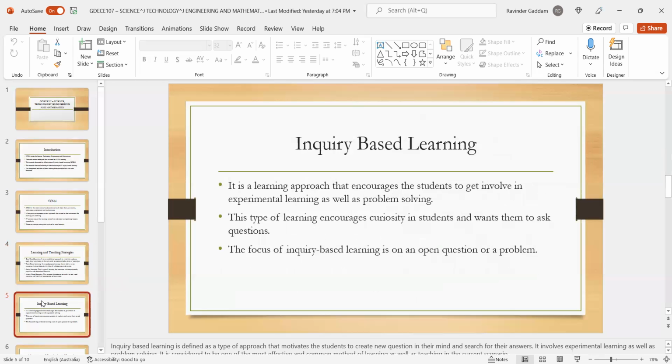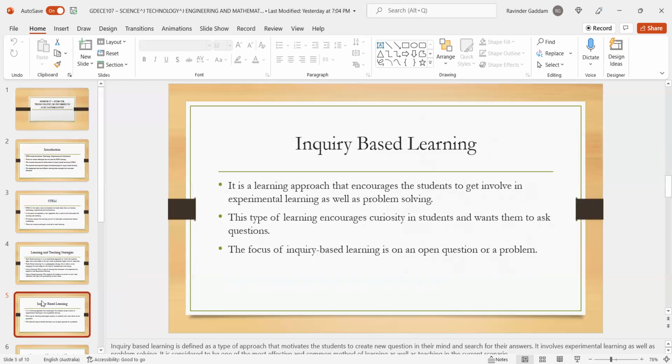And inquiry-based learning is a learning approach that encourages students to get involved in experimental learning as well as problem solving. This type of learning encourages curiosity in students and wants them to ask questions. The focus of inquiry-based learning is open questions or problems.